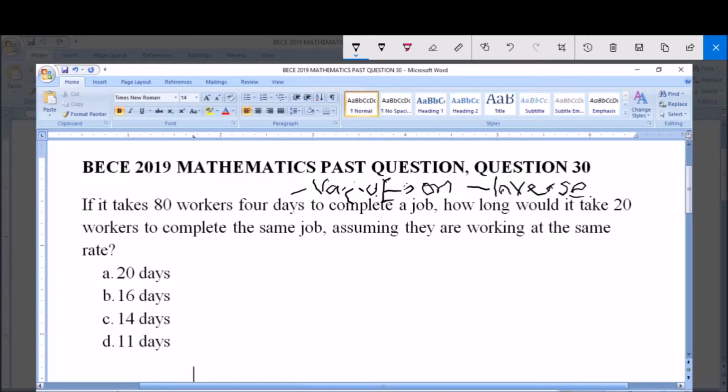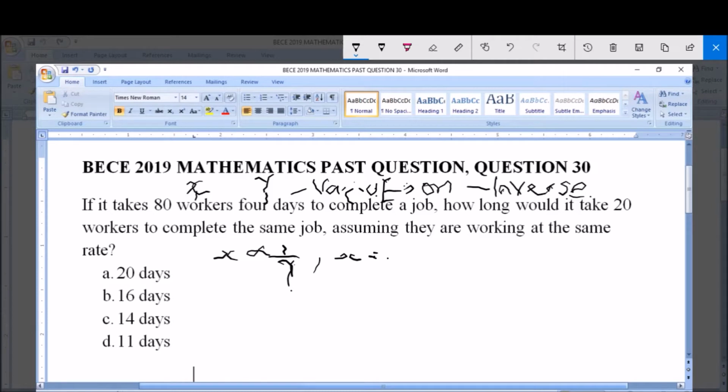Let the number of workers be represented by x, and the number of days be represented by y. So therefore, we say that x, which is the number of workers, is inversely proportional to y. So with this, we have that x is equal to. Now we have to remove our proportionality sign by introducing the equal to sign.